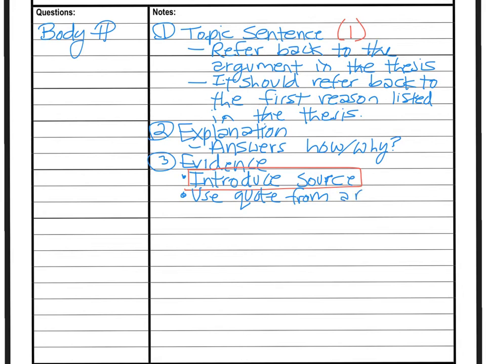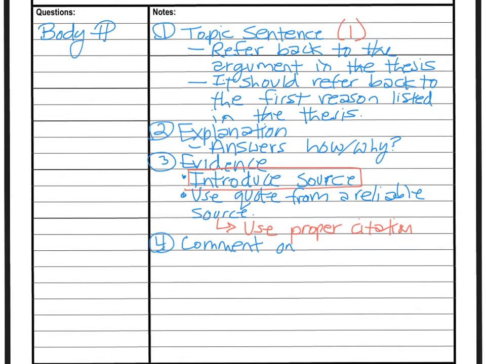And you don't want to just use any quote. Make sure it comes from a reliable source. Don't forget to include citations as needed. After the quote, you want to be sure to comment on that quote. The comment should explain how the evidence supports the information in the topic sentence and the thesis.